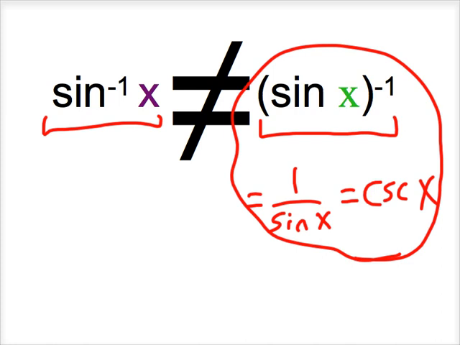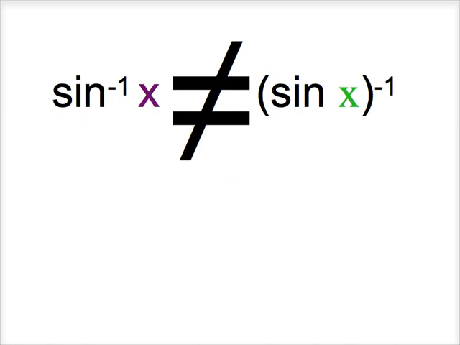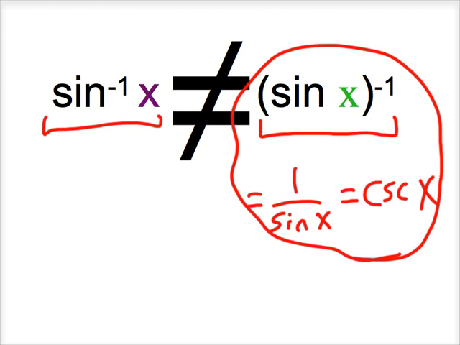And as you notice from the color coding too, the x over here, when you're doing inverse trig, the x represents the ratio. You plug it into inverse sine and you get an angle as an output. Whereas with our familiar regular trig, you plug an angle into sine and you get the ratio as an output. So make sure you're clear on that distinction.